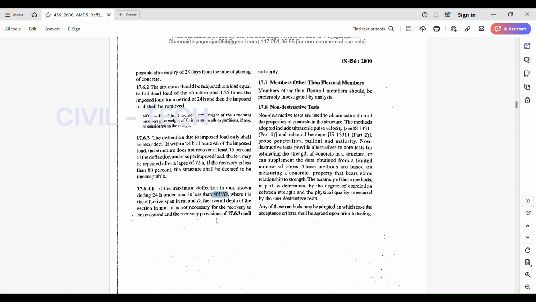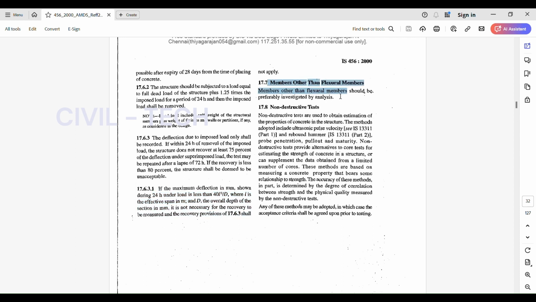For example, 10 meter, 3 meter and 200 mm of thickness. So 40 into length, 10 meter: 40 into 10 into 10 divided by 200. So the result is 20 mm. If the deflection is below 20 mm, we don't do the recovery test. If it is more than 20 mm, we need to do the recovery test. This is the condition for this note.